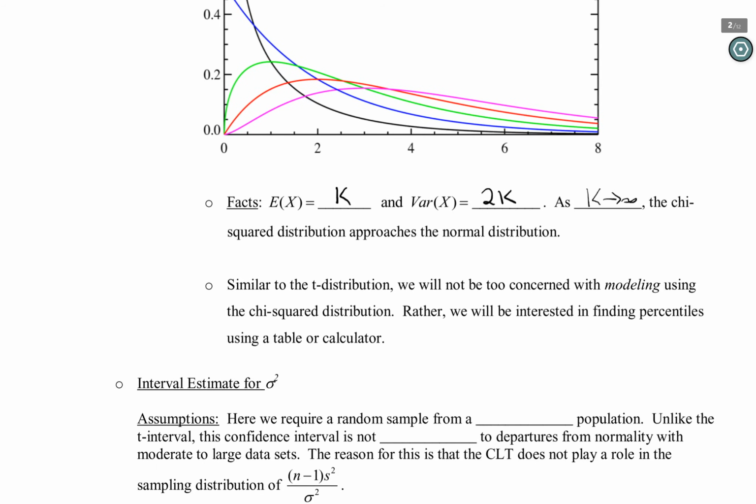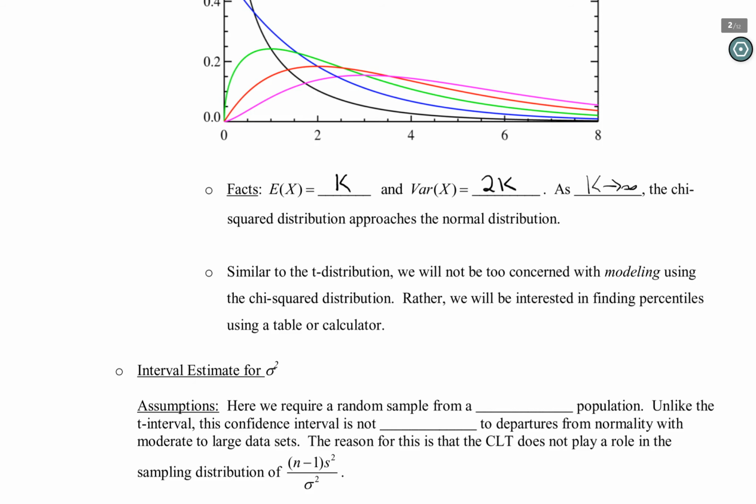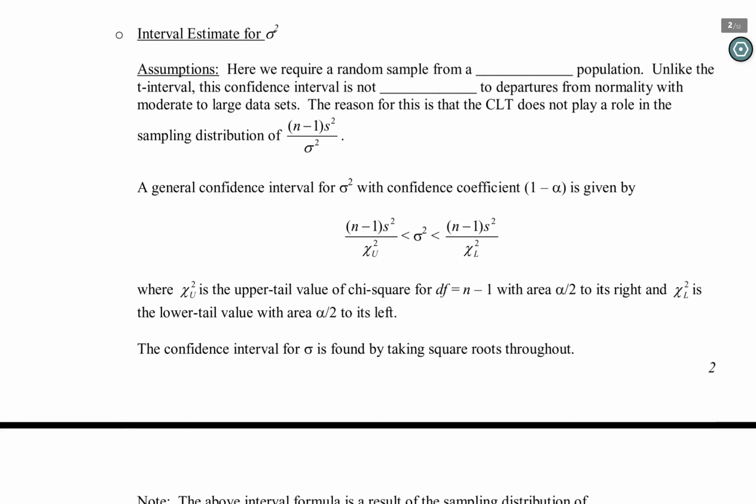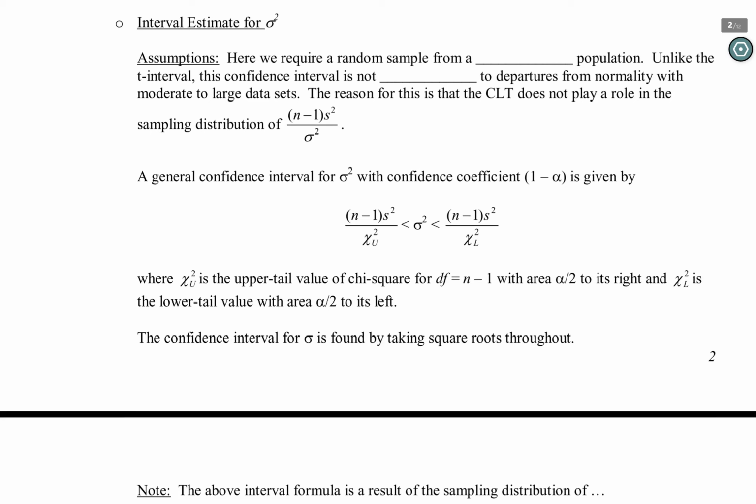Now, similar to the t distribution that we looked at previously, we're not too concerned with modeling using the chi-square distribution. Rather, we will be interested in finding percentiles using a table or a calculator or your computer from this chi-square distribution. Okay, so with that background, let's move to some inference here. An actual confidence interval for the population variance.